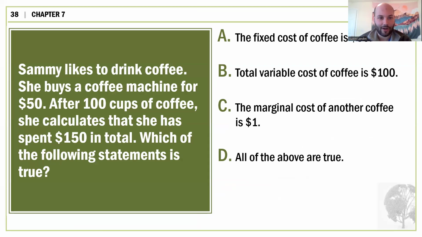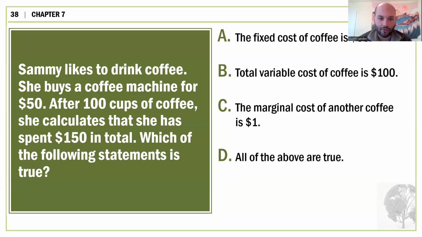So Sammy likes to drink coffee. She buys a coffee machine for $50. After 100 cups of coffee, she calculates that she has spent 150 in total. So which of the following statements is true? First of all, the fixed cost of this coffee is $50. Well, she bought the coffee machine. It's assumed that before she started drinking any coffee, what was the cost of producing 0 coffee? It was $50, so that is a fixed cost.